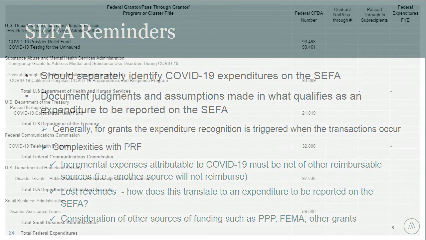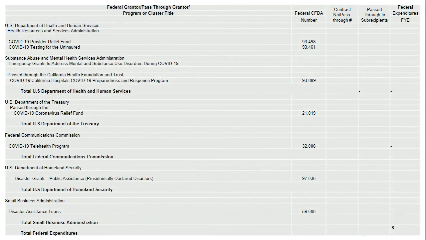All right, so this is just a visual of what the SEFA would look like. This particular graphic just shows some of the common CARES Act related funding that's come across. Some of it is specific to healthcare organizations, some of it's not, but these are some that we expected to see. So I just thought it would be helpful to show a visual of what it would look like and how that would need to be reported.